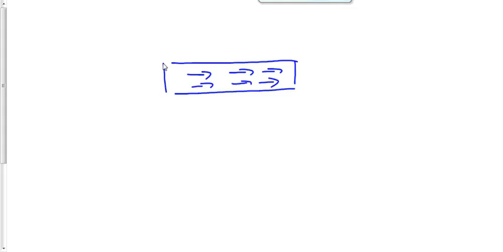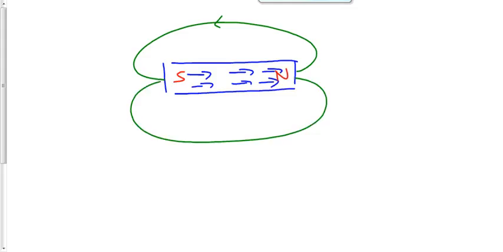Left side is north? No, left side is south. The domains point from the south end to the north end. The magnetic field outside points from the north end to the south end. The magnetic fields are essentially just a continuation of the domains. So it's going to look like this.